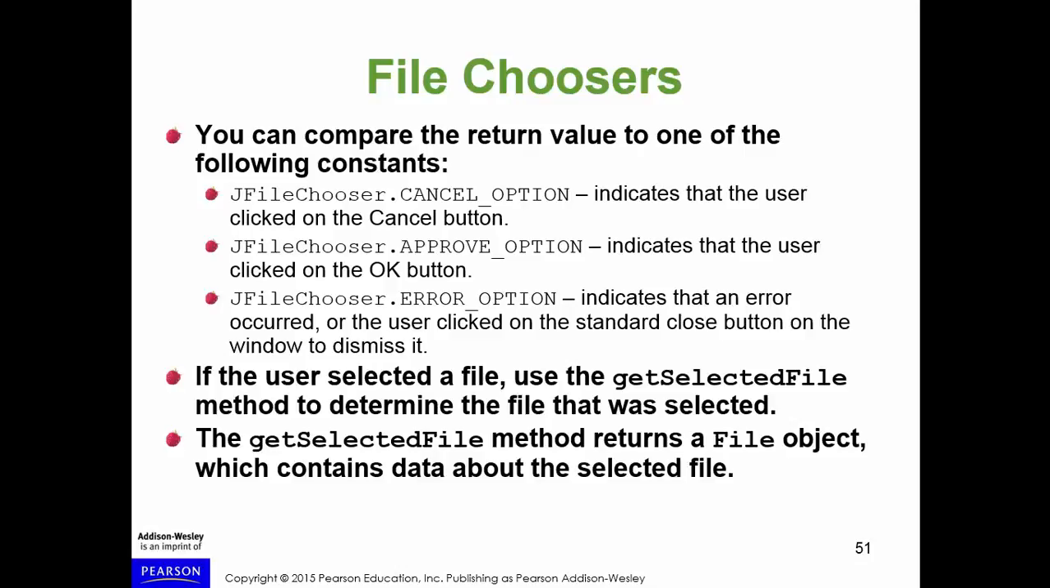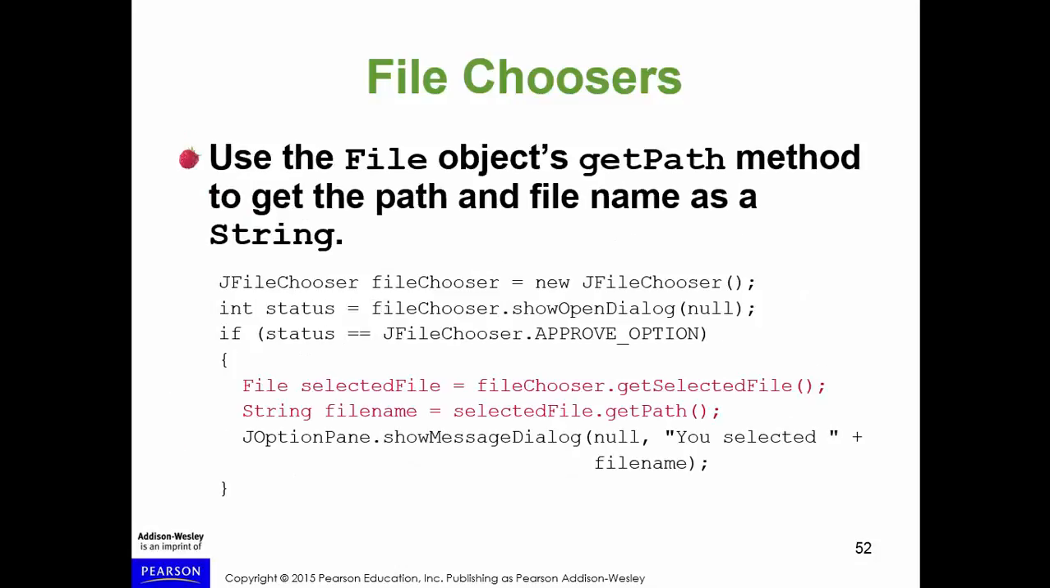As it says there, you can compare the return value to one of the following constants. So in other words, did they click on the cancel button, did they click on the OK button, or did something wrong happen? With this, as it says right there, you can use the file object's getPath method to get the path and the file name as a string. Sometimes it's not enough to show the name of the file, but you do want to show the entire path to how you got there.